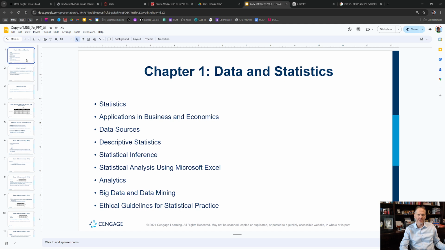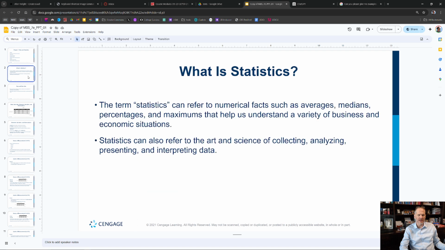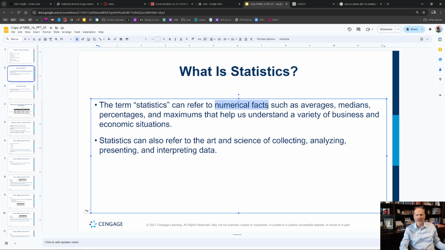Chapter 1, data and statistics, a lot of definitions, right? But this is what chapter 1 is going to go over. You can pause the video and take a look at that. And then when it asks us what is statistics, it refers to numerical facts, such as averages, medians, percentages, and maximums that help us understand a variety of business and economic situations. So I'm just going to put here: numerical facts that help us understand our world, right? Business, economic situations, and otherwise.